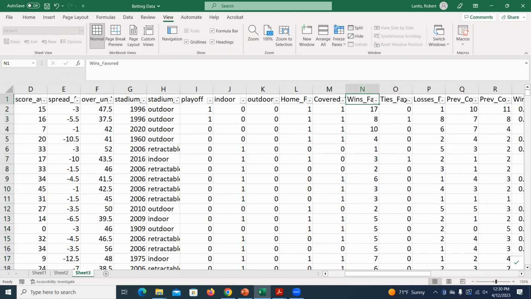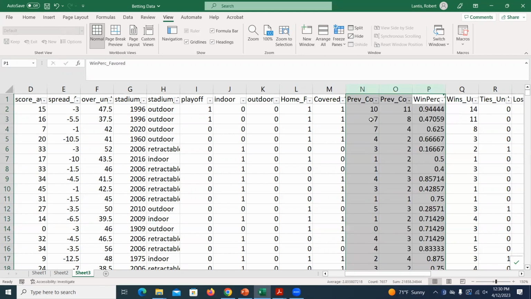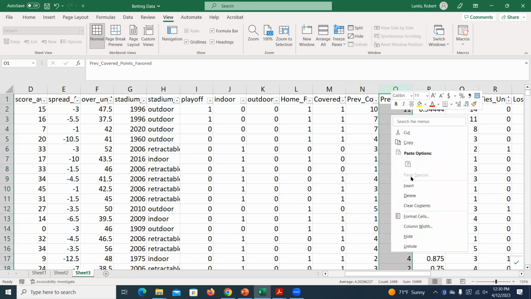I've got the wins of the favorite, ties, losses. I think here I've got the win percentage, so I'm just going to delete this data. I've already created something that captures all of that, which is the win percentage. How many times did they previously cover the spread? I'm not looking at points, right?